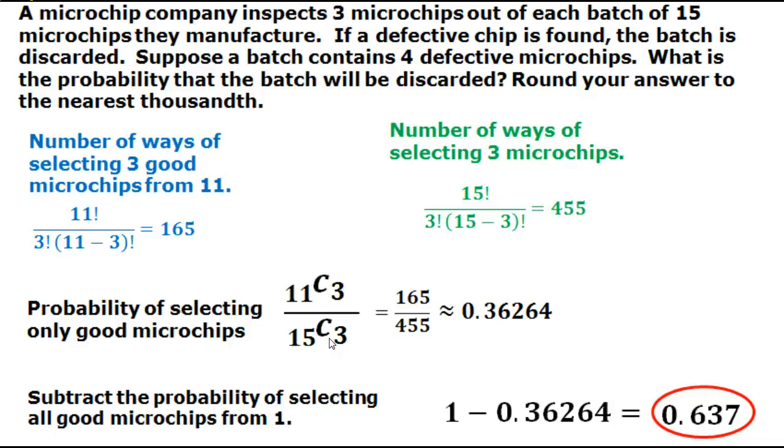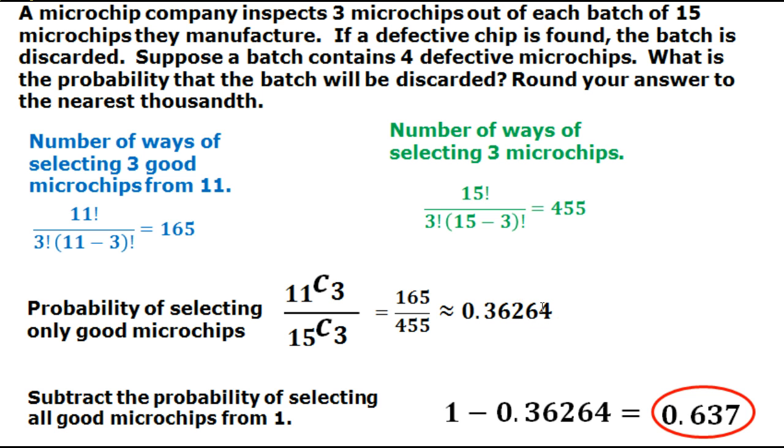Okay, and this one here is really similar to the one that we just did. There are 15 microchips, and 4 of them are defective. So that means we have 11 good microchips. So it's 11, and this time we're only choosing 3 of them to inspect. So 11 choose 3 is our desired outcome for finding the probability of only good microchips, divided by 15 choose 3, since there are 15 total.